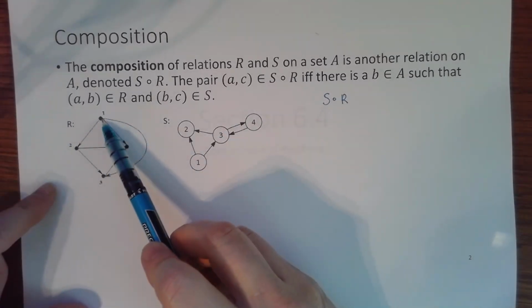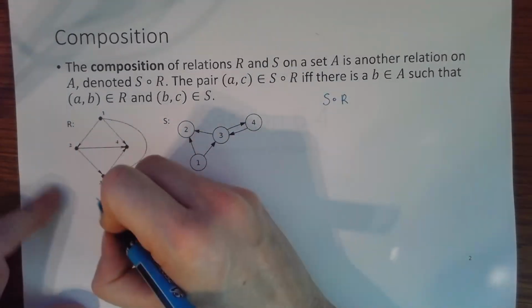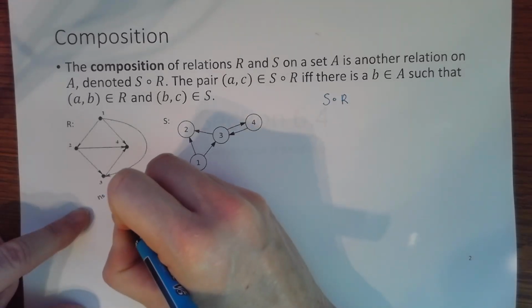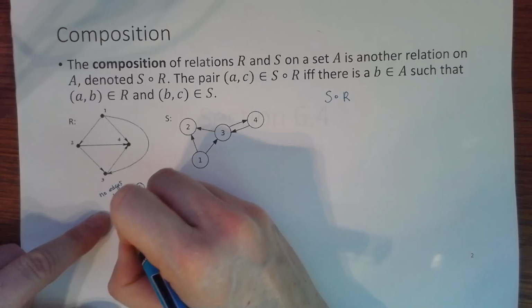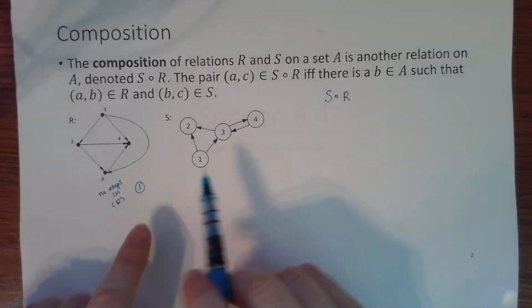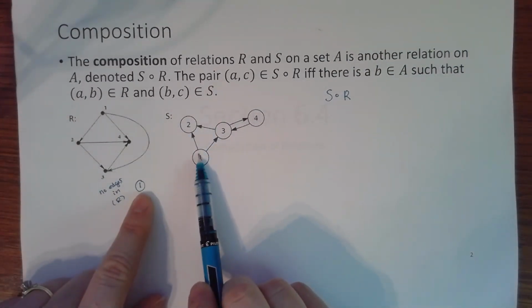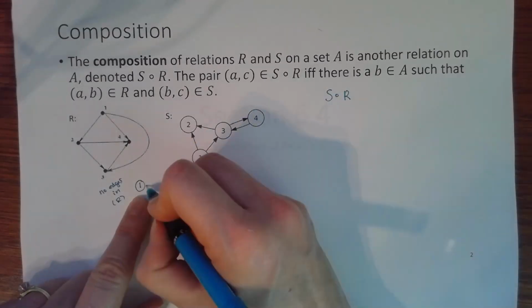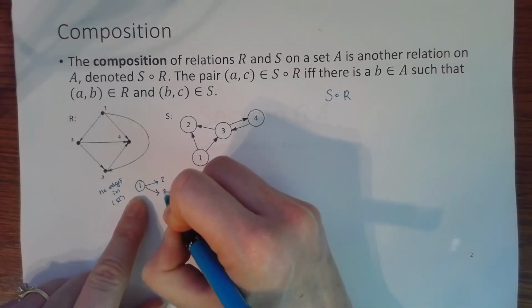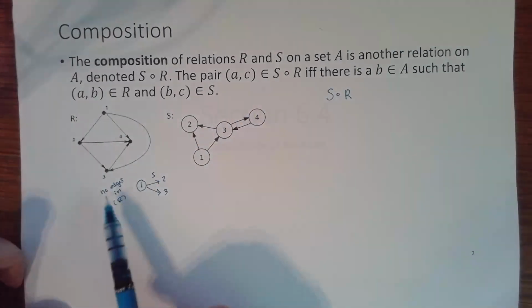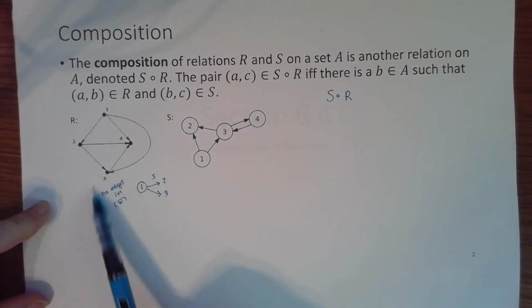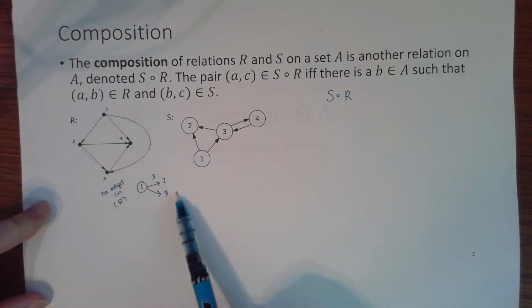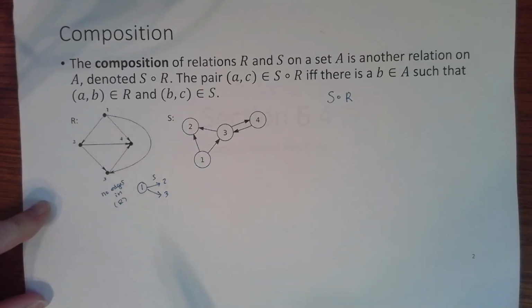Well, if we look at 1, it's only got edges going out. There's no edges in. And this is in R. Then if we look over in S, 1 goes out to 2 and 3. But there's nothing coming in, so there's no middleman to connect things to vertices that were in R to things that were in S. So there's not going to be any edges that have 1 as a middleman.